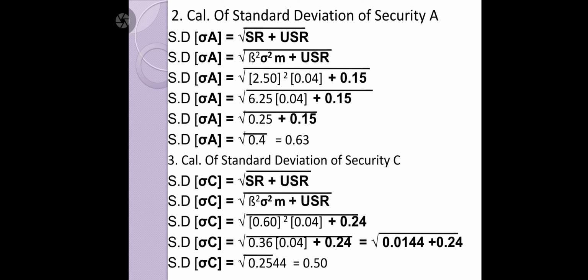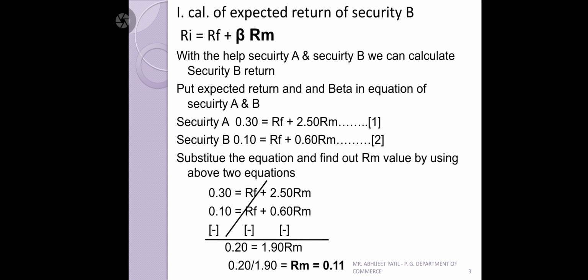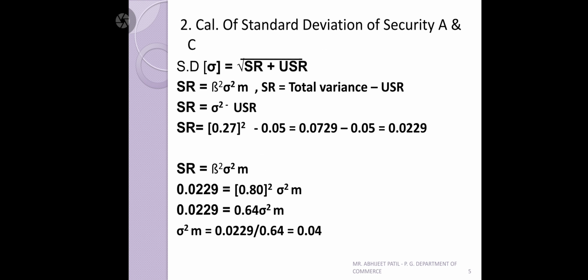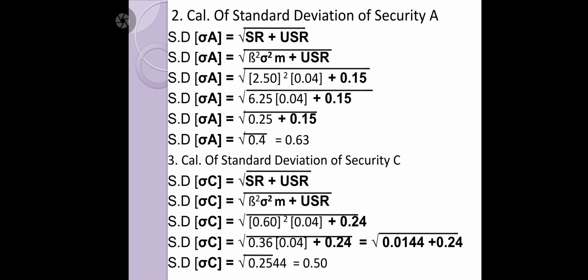So with the help of market variance, now we will find out the standard deviation of A and C. First we go for the standard deviation of security A. Standard deviation is equal to the square root of systematic plus unsystematic risk. The systematic risk formula is beta square into market variance, plus unsystematic. Beta of A is 2.50 and unsystematic risk is 0.15. So let's find out how it comes for standard deviation of A.